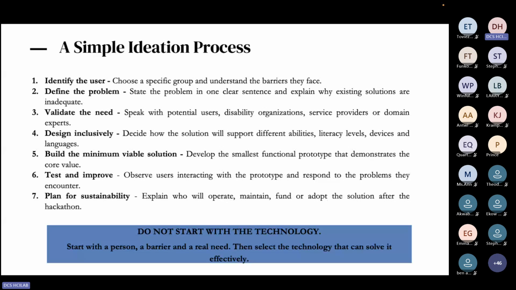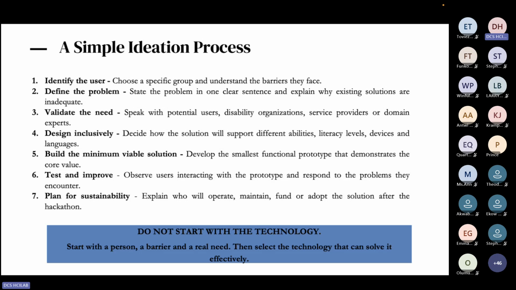Also, speak with potential users from the specific group of people that you are intending to design for. They could be disability organizations, service providers, or domain experts. Speak with the major stakeholders of the solution you are intending to come up with. And then decide how the solution will support different abilities, different literacy levels, devices, and languages.